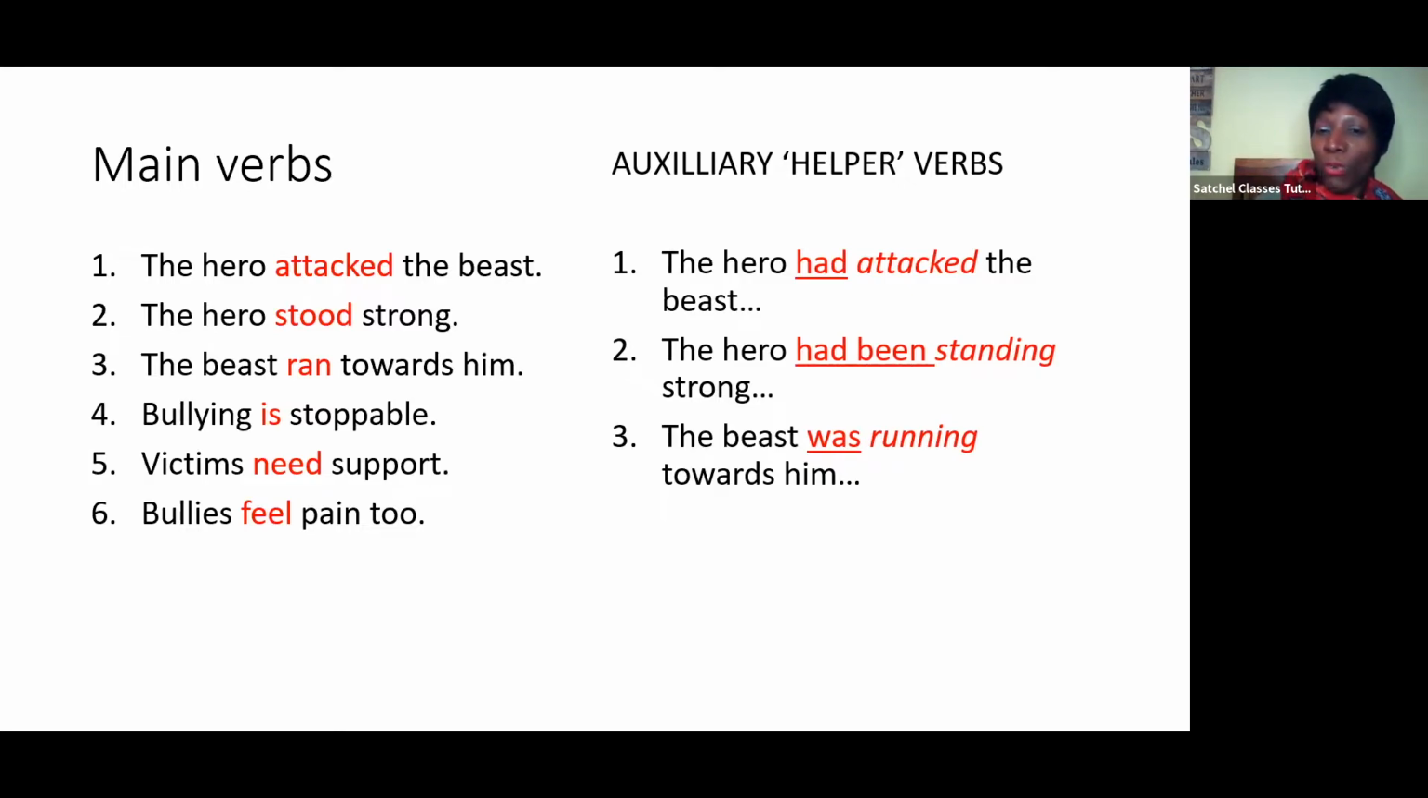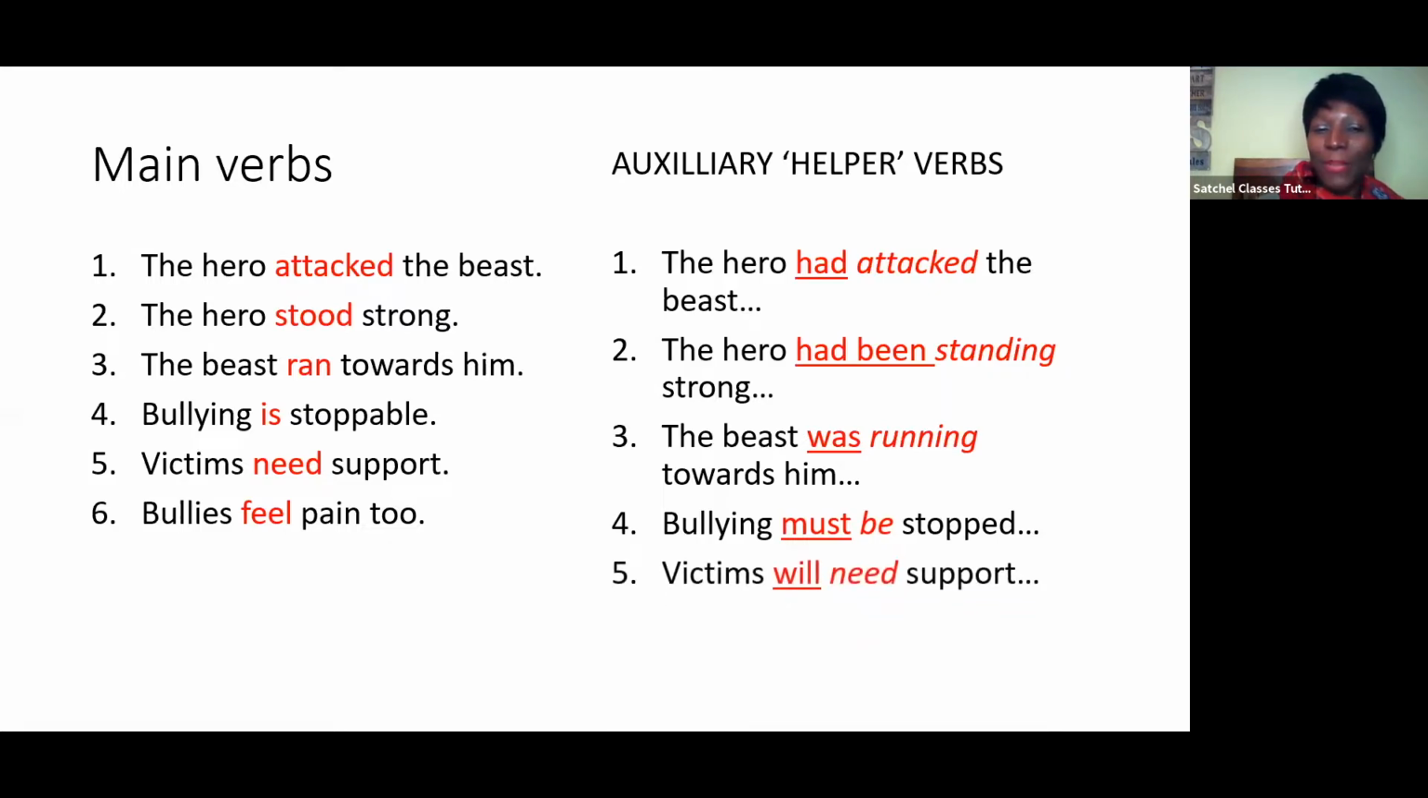The beast was running towards him. So we're adding a verb here, was, and bullying must be stopped. We're adding an auxiliary, and victims will need support, explaining when they will be needing support, and bullies can feel pain. So these are helper verbs, these are auxiliary verbs.